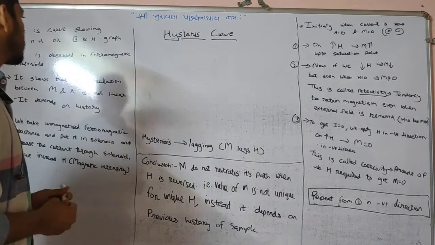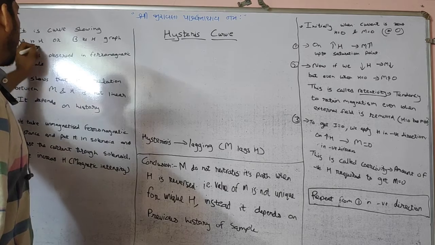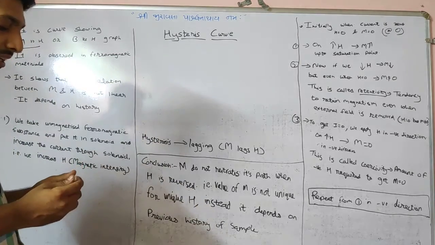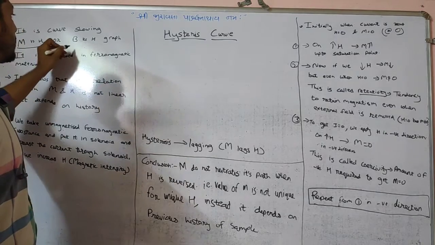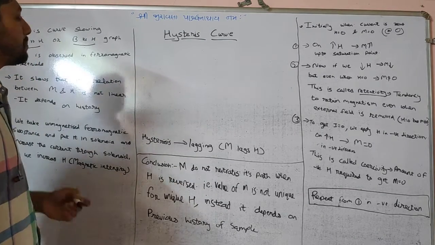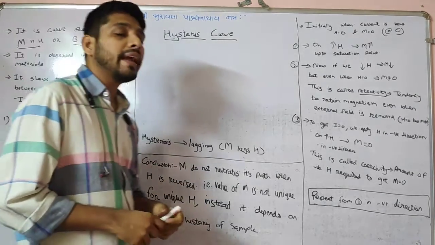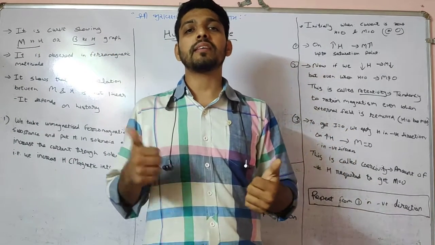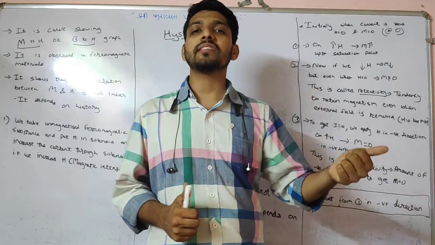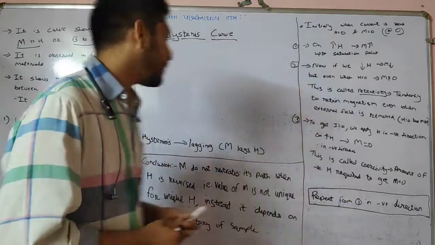So this curve is a relation between M and H, that is, internal magnetic field and the external magnetic field, or in the NCERT textbook it is also given as B versus H, that is the net magnetic field, which is the addition of internal magnetic field and external magnetic field, versus H, that is the external magnetic field that is applied.